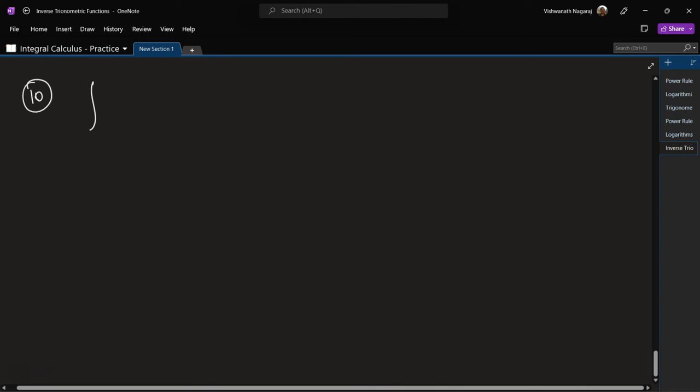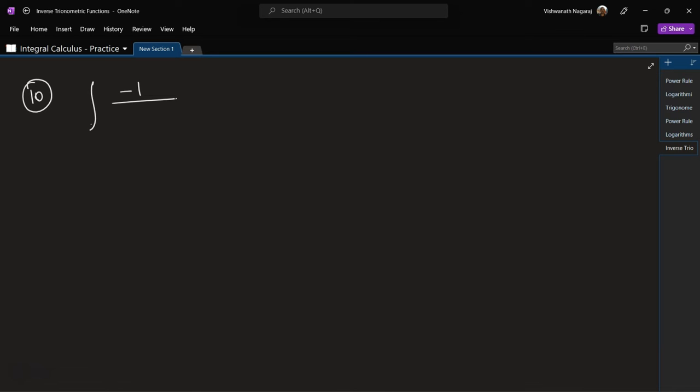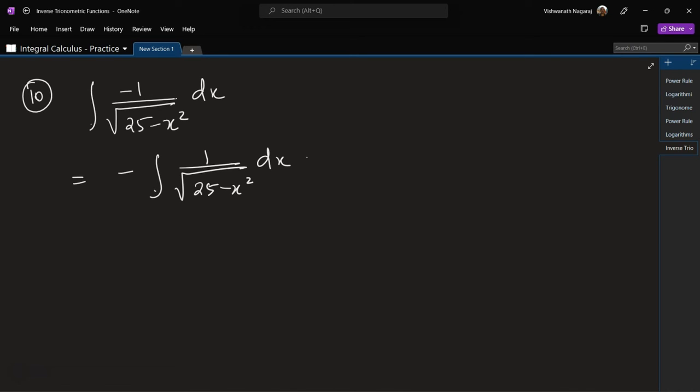Let's do the 10th one. Integral of minus 1 by square root of 25 minus x square dx. Again, here we can take the minus out, so we get 1 by square root of 25 minus x square dx. To bring it into the form that we are familiar with, we take out 25, so this becomes 1 by 5, 1 by square root of 1 minus x by 5 square dx.